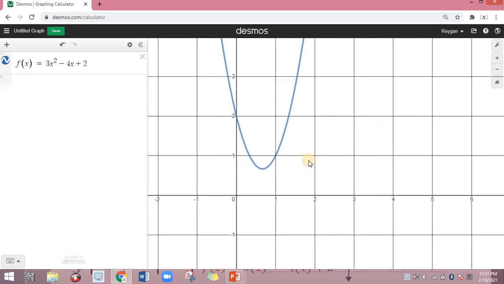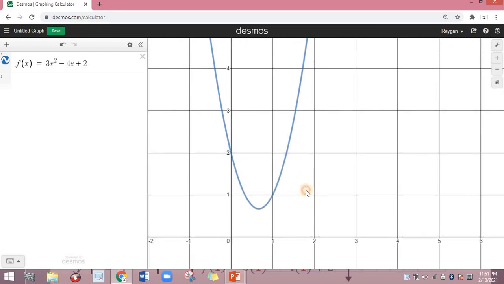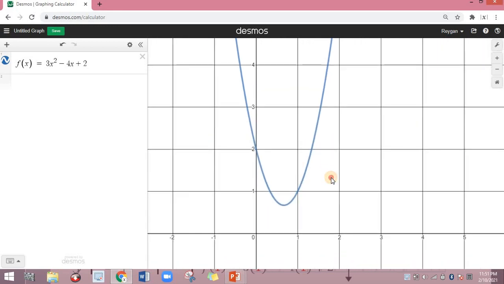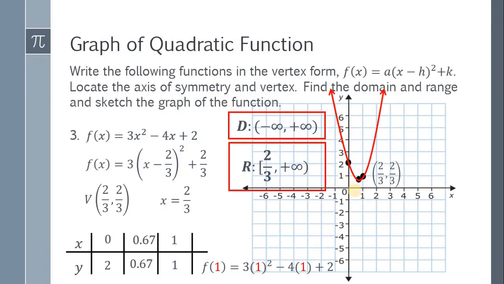It is almost the same as what we graphed earlier. So, what does it mean? Our answer is correct. And we're done.